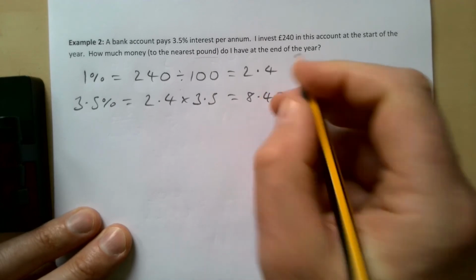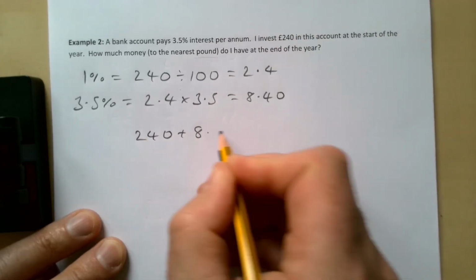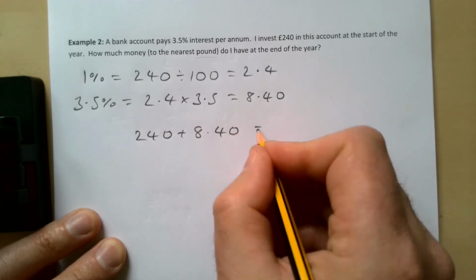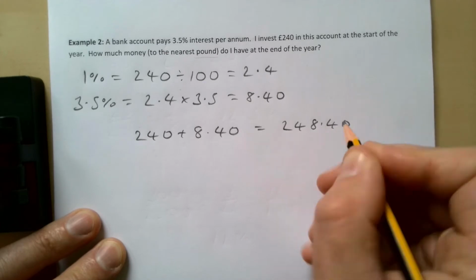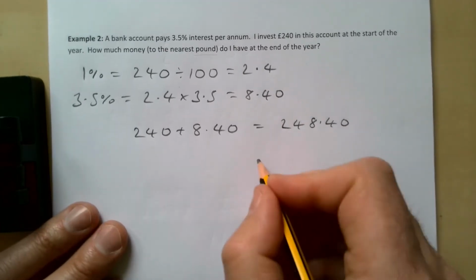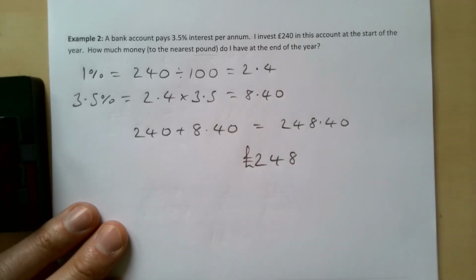So it's an interest account and I've added that on, so it's going to be 240 plus £8.40. This gives me £248.40. We're of course asked to give it to the nearest pound, so my answer then is going to be £248.